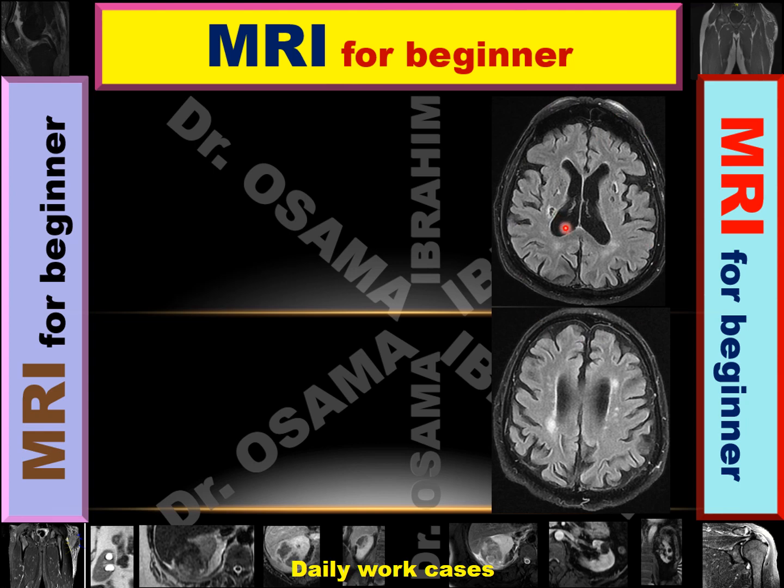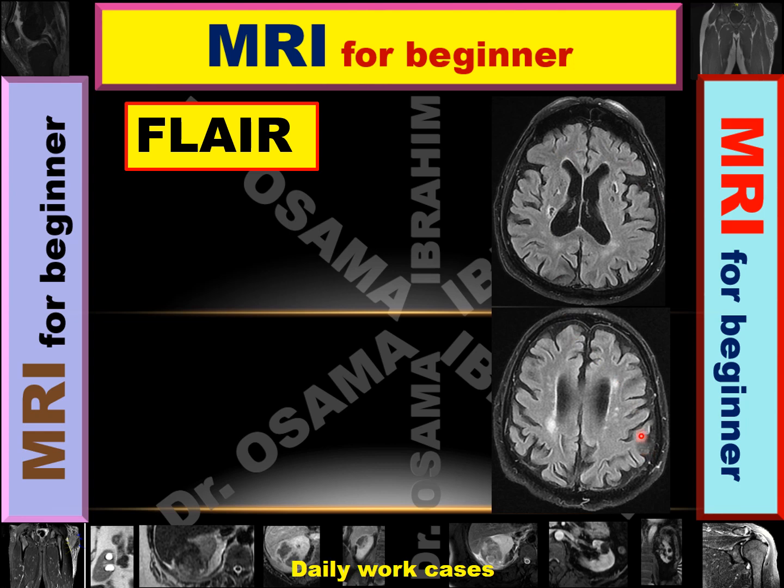What about this sequence? CSF appeared bright and the white matter is darker than the gray matter. So this is not T1, and the details appeared clearly. So this is FLAIR image, not diffusion weighted image.